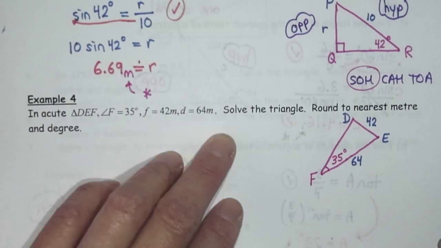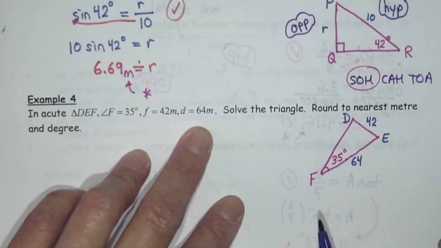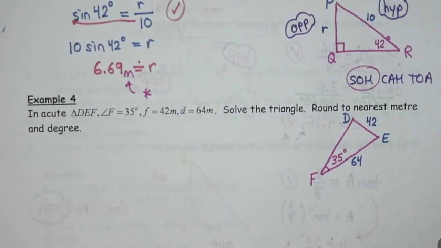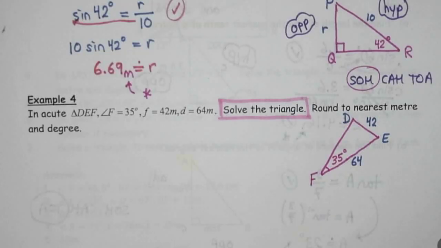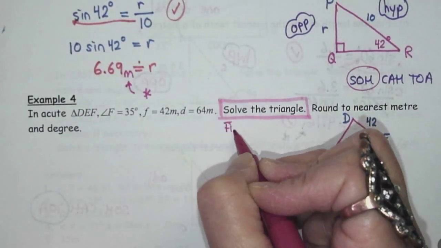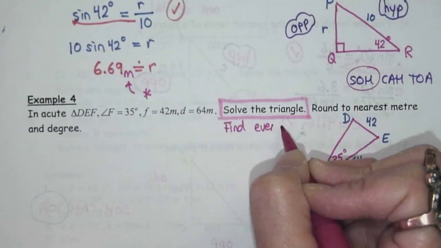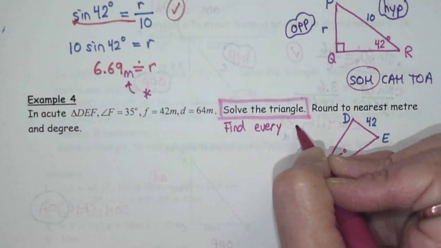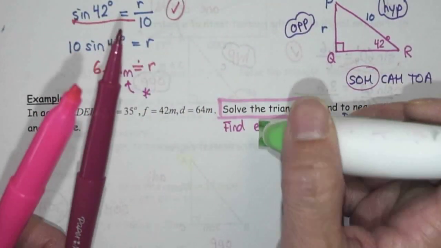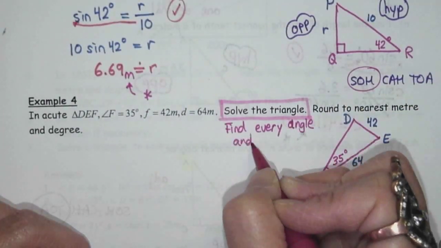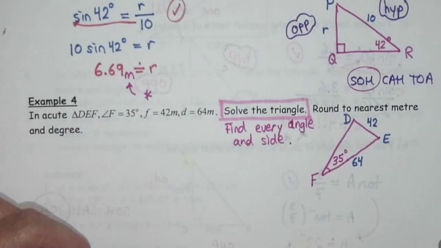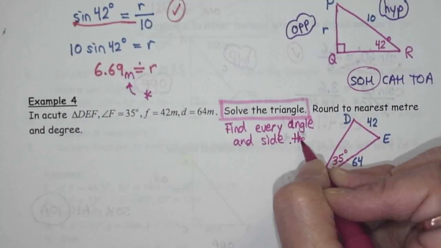Anything else? No. Okay. I want you to solve the triangle. What does solve the triangle mean? Do you remember? Yeah. Everything. So that here means find everything that's missing. Find every angle inside that's missing.